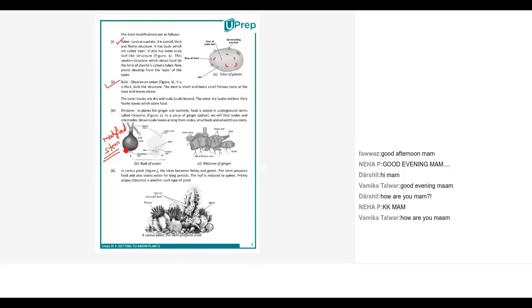Let's start from figure A. That is about the tuber of potato. There is one labeled as scar of scale leaf, scar of stem. What does scar mean? Scar means there's a small dent, a small mark. From there, a new plant would come out.